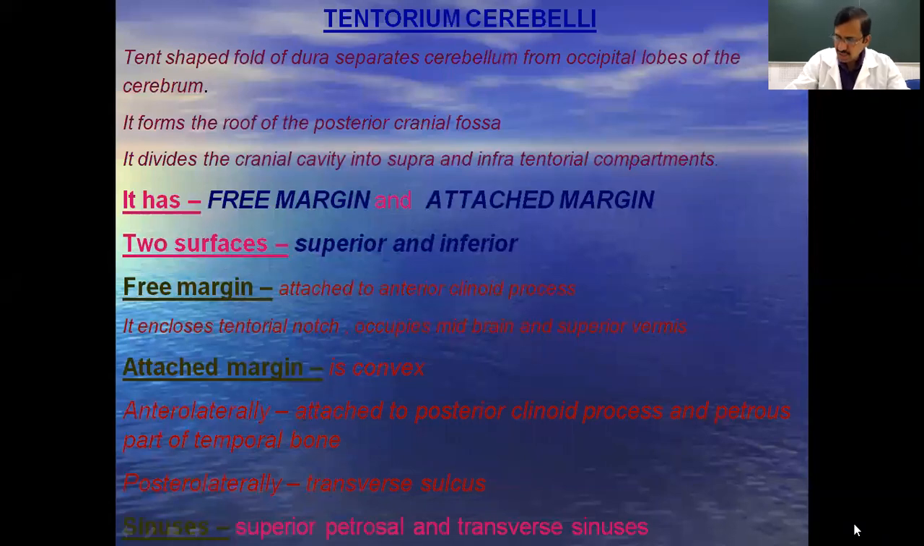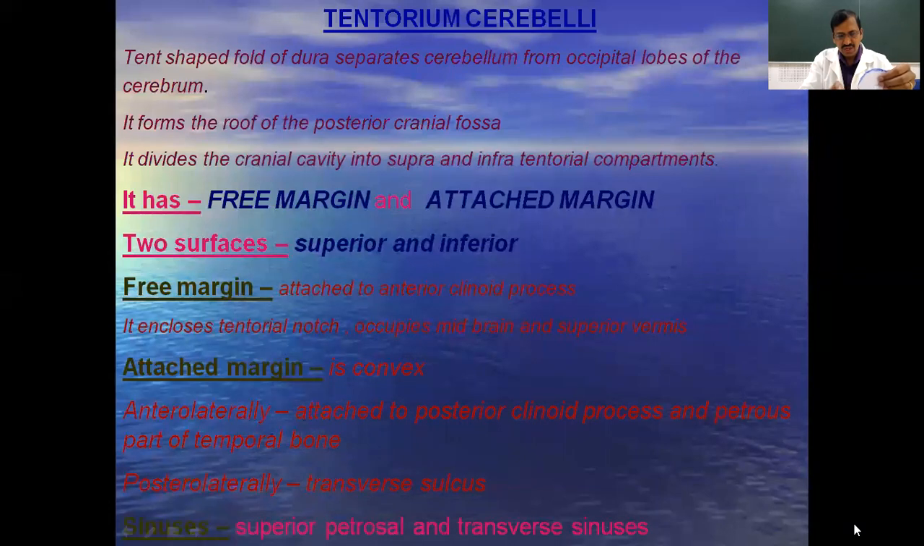This is the transverse sinus, here in the posterior part. In the anterior, lateral attached part, it has attachment with the petrous part of the temporal bone. At this level, it provides accommodation to another dural venous sinus, that is the superior petrosal sinus. You can see here, this is the superior petrosal sinus.